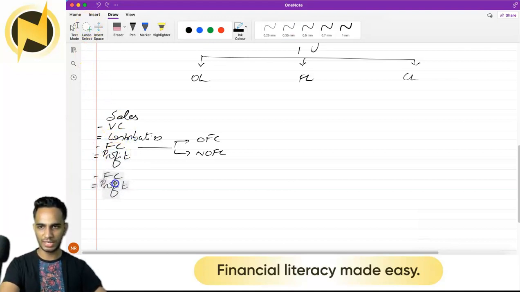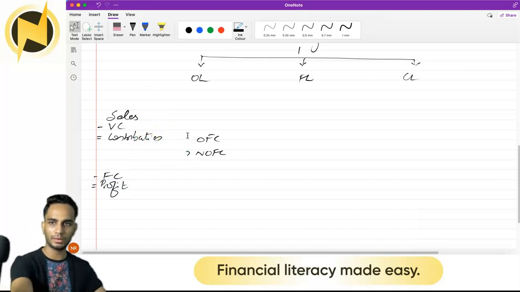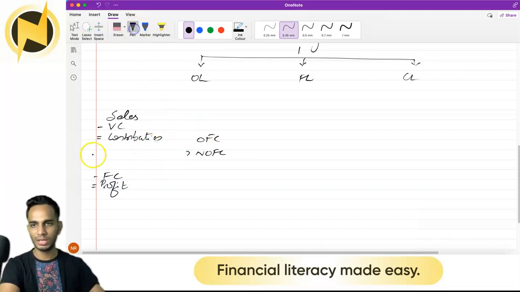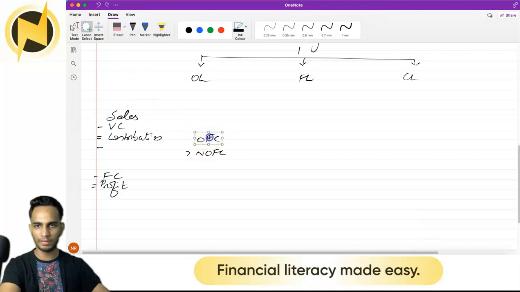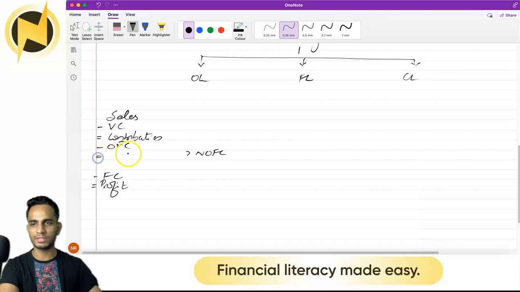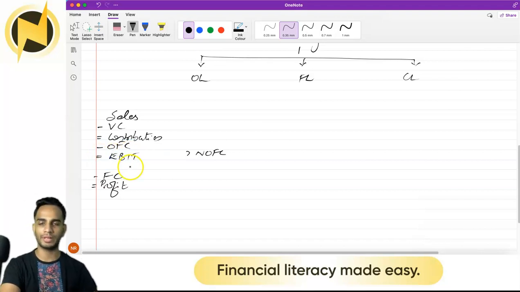Taking this fixed cost apart. Now what I'm going to do is post operating fixed cost first. Contribution less operating fixed cost will give me my earnings before interest and tax. And I told you, non-operating fixed cost is nothing but interest. Yes, generally we can term it as interest. We'll consider it as interest.